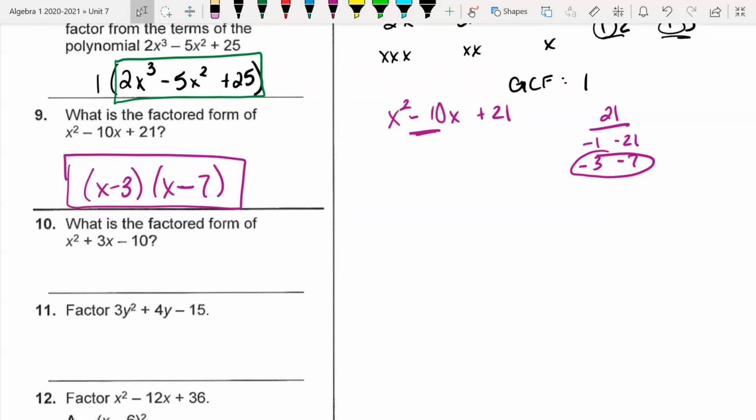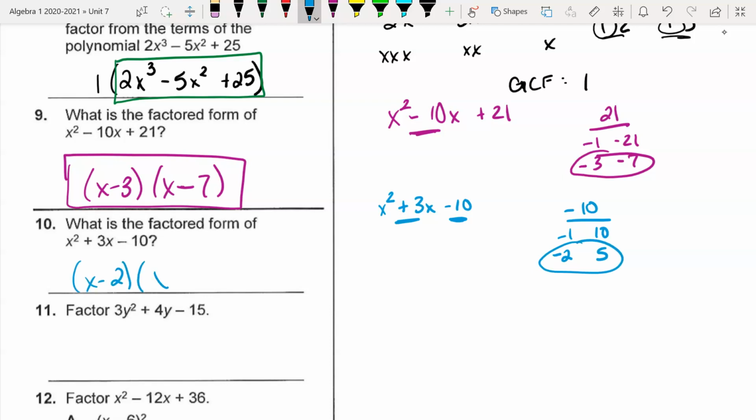The factored form of x squared plus 3x minus 10, very similar to what we just did. However, this is a positive, this is a negative. So it's got to multiply to negative 10, but add up to a positive 3. So I'm going to say negative 1 and 10, negative 2 and 5. And if I add those, negative 1 and 10 gives me 9, negative 2 and 5 gives me 3. That's going to be my answer right there. So x minus 2, x plus 5.